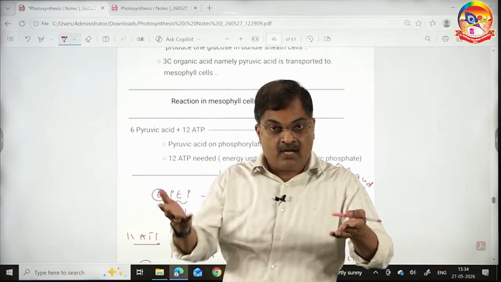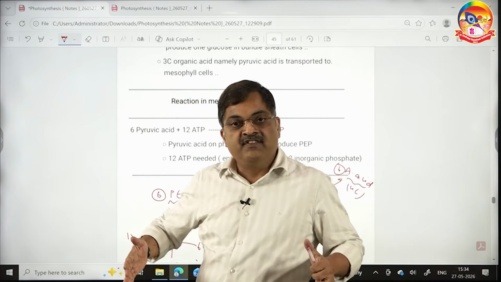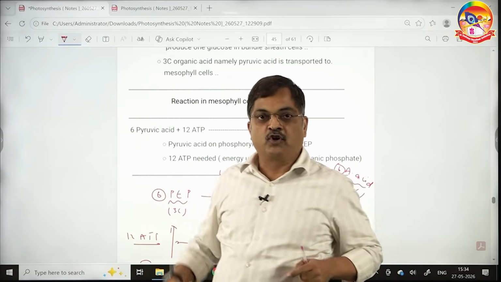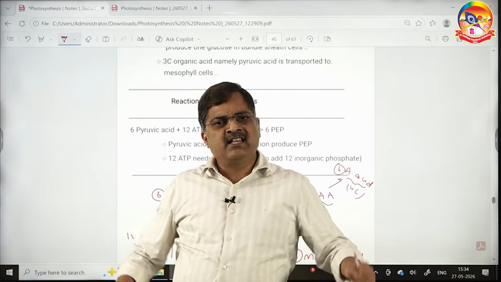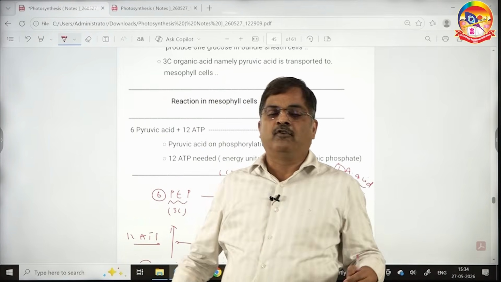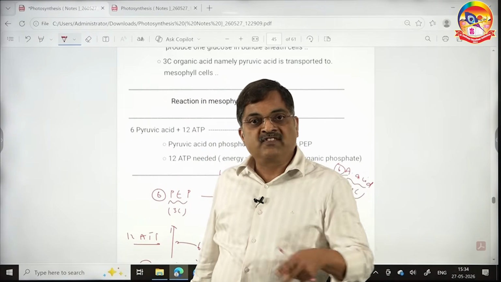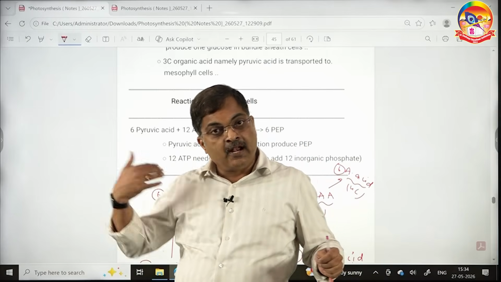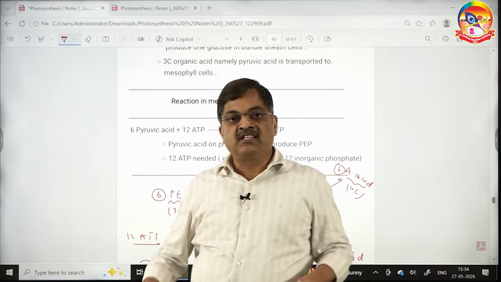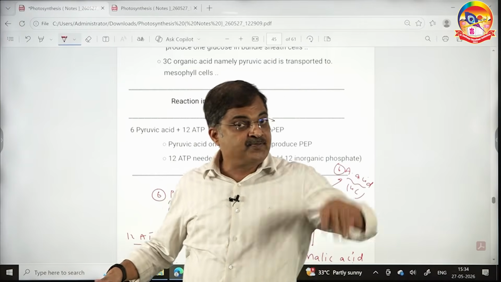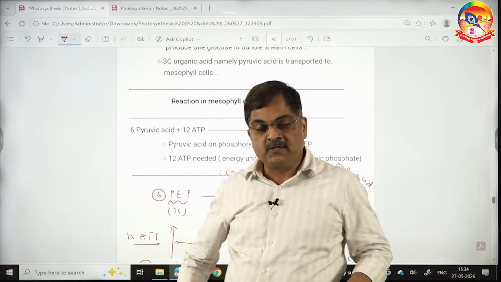Productivity is less in C3 because of photorespiration. Productivity is more in C4 because there is no photorespiration. Oxygen plays an inhibitory role in C3. Oxygen can never play an inhibitory role in C4. Only one type of cell, mesophyll, in C3. Mesophyll and bundle sheath in C4. Kranz anatomy is absent in C3, present in C4. Chloroplast dimorphism is absent in C3, present in C4.